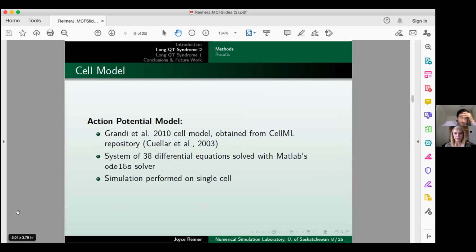The cell model that we used to simulate this condition is the Grandi et al. 2010 cell model, obtained from the CellML repository. This is a system of 38 differential equations solved with MATLAB's ode15s solver. For these simulations, we just perform them on a single cell.